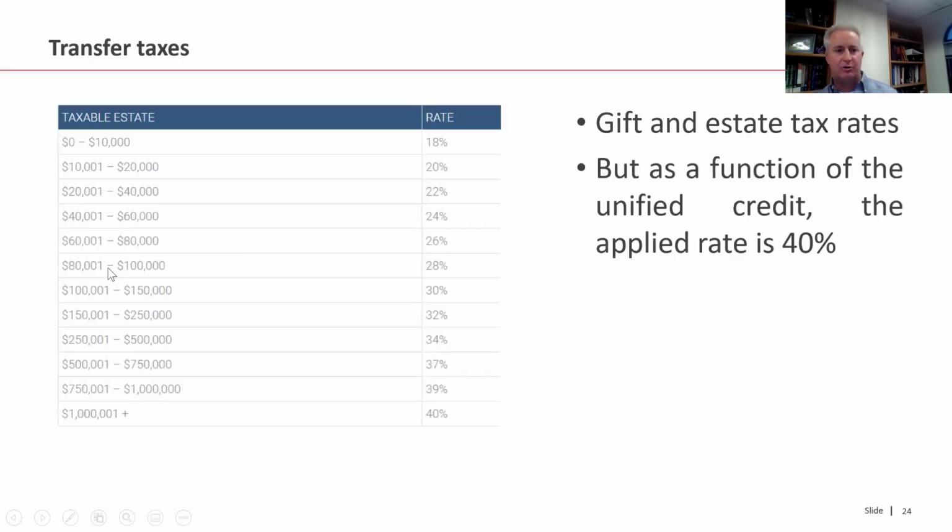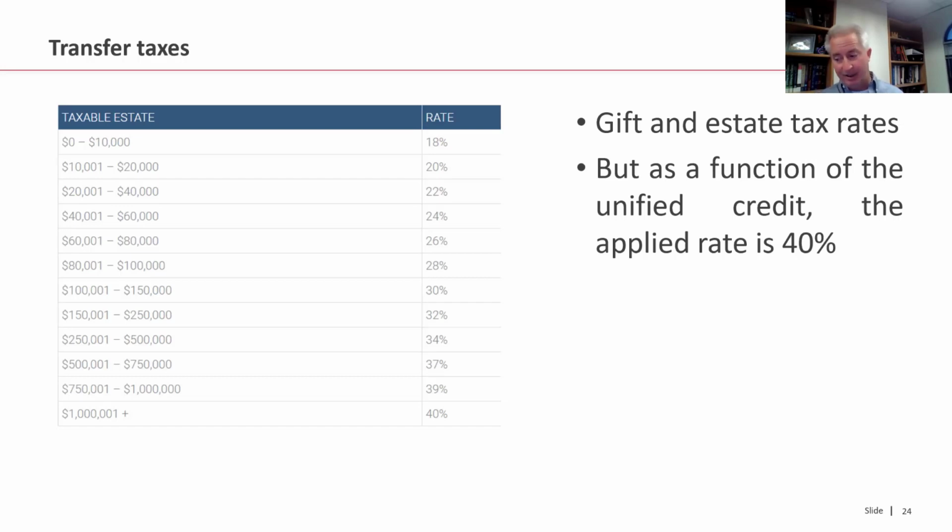Here's the tax rate structure for estates and gifts for that matter. And you can see that they're pretty progressive. You end up at 40% over $1 million. But because the unified credit exists, it largely means that it's really applied at about 40%. So a 40% rate is a pretty high rate. To give up 40% of your accumulated wealth at death can be a pretty big bite.